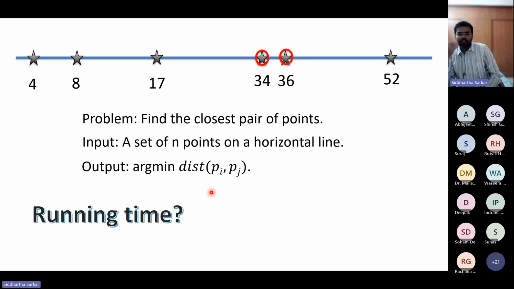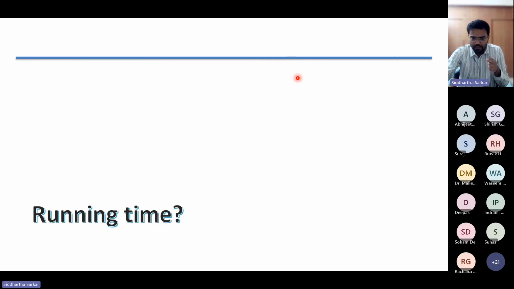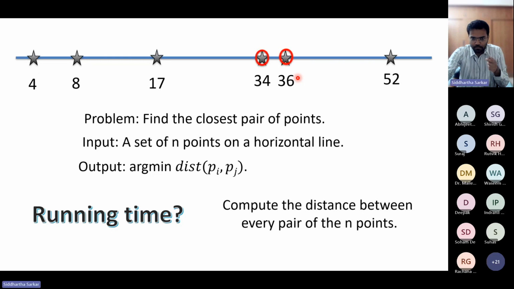So the question is, what is the running time? The running time is going to be the number of comparisons we have made. Because to make one comparison, that is to compute the distance between, let us say, 17 and 36, we have to perform one subtraction. That is, we'll subtract the smaller number from the larger number, and then we'll get the distance. Is that right? So far, so good. Every comparison requires computing the distance between two points. And therefore, since the number of pairs is n choose 2, the running time is also order n squared.